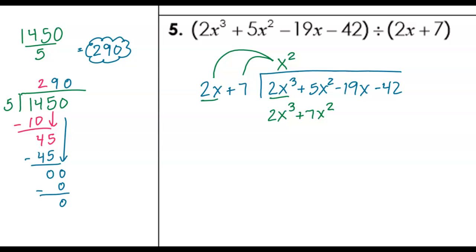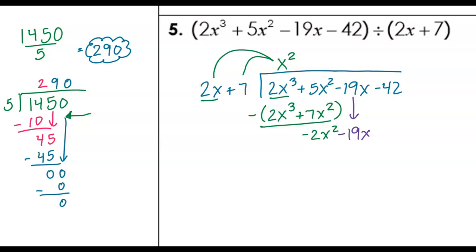Then, just like we did right here at this step, we need to subtract, but we need to subtract everything. So I like to place parentheses around my terms so that I know, okay, I'm having to subtract both of those terms. It's like a little reminder. 2x cubed minus 2x cubed cancels out to 0. And 5x squared minus 7x squared is negative 2x squared. Then I have to bring down my next term, which is negative 19x. And then you repeat the process.